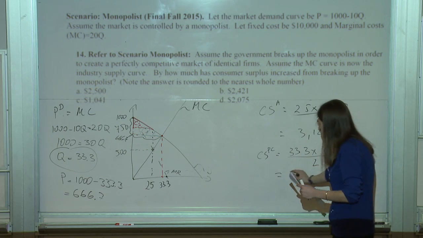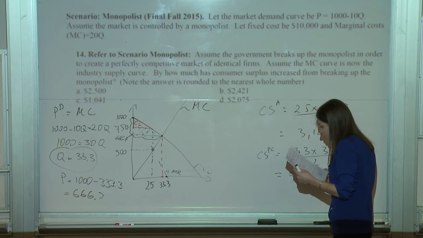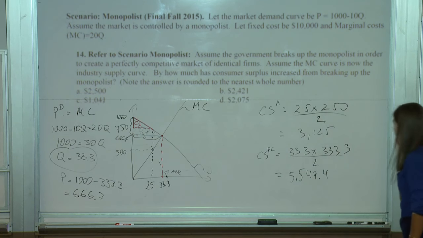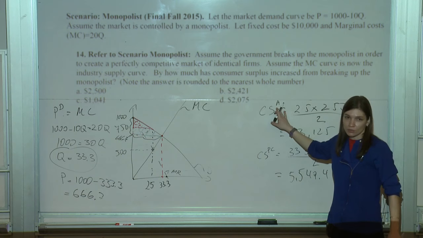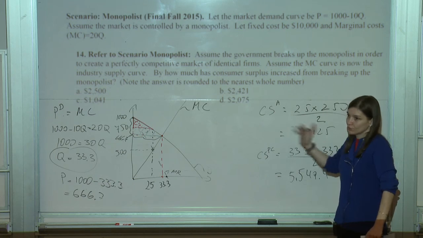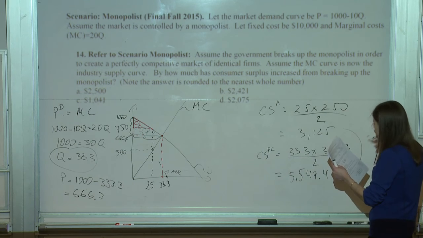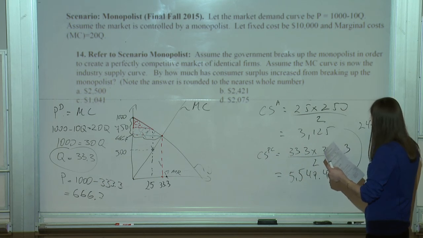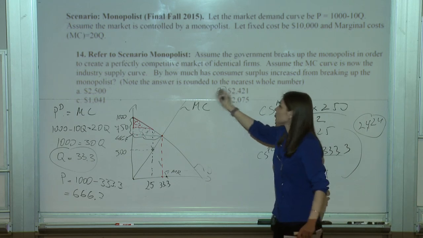So this is 5,549.4, and this is consumer surplus under perfect competition. Consumer surplus under monopoly, the difference between the two gives you the increase. And the difference is 2,424, and this is the closest one.